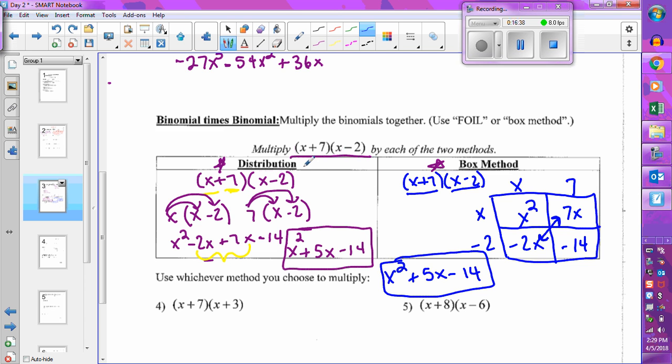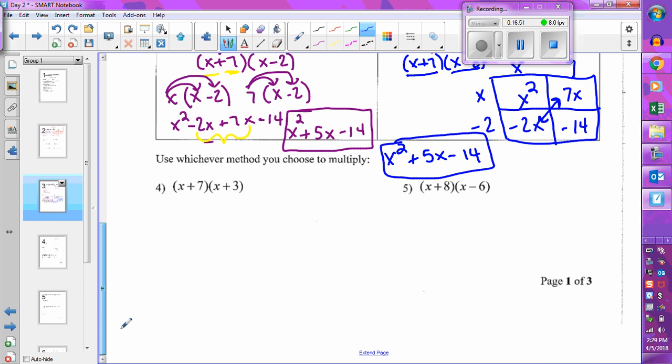Some of you guys may really love using distribution. Some of you guys may really love using the box method. Either way, it doesn't matter which one you choose. We'll be using both of them so that you guys are comfortable using both of them.